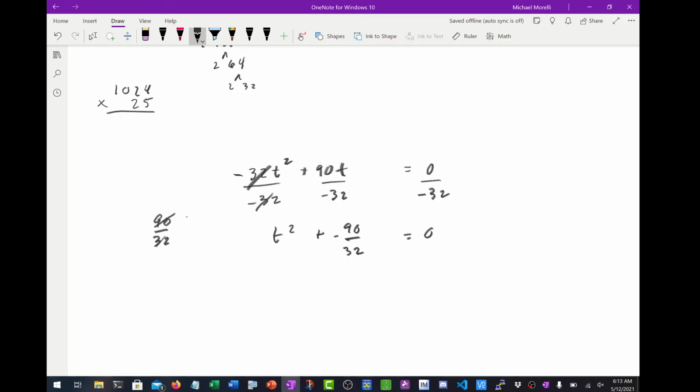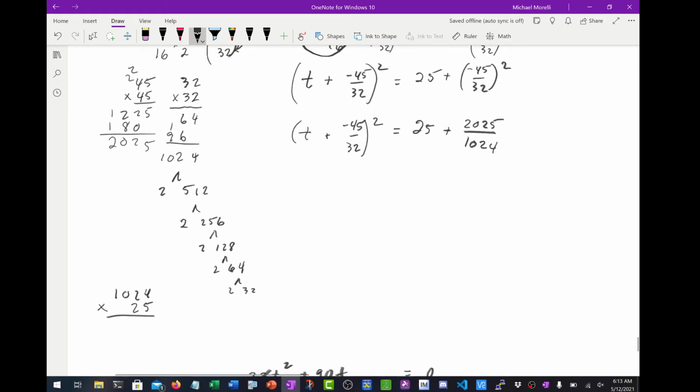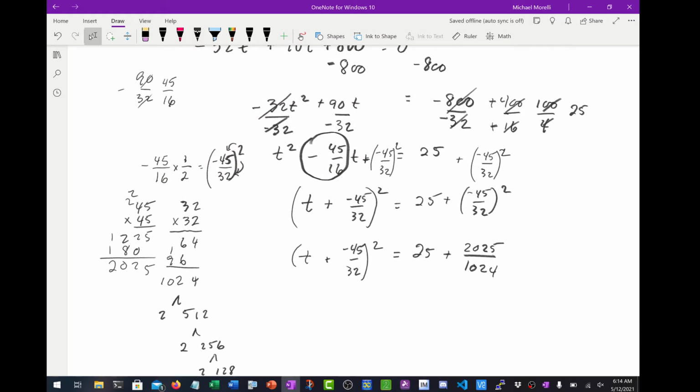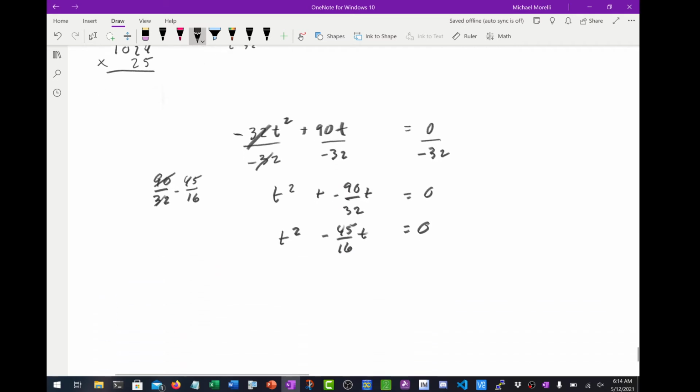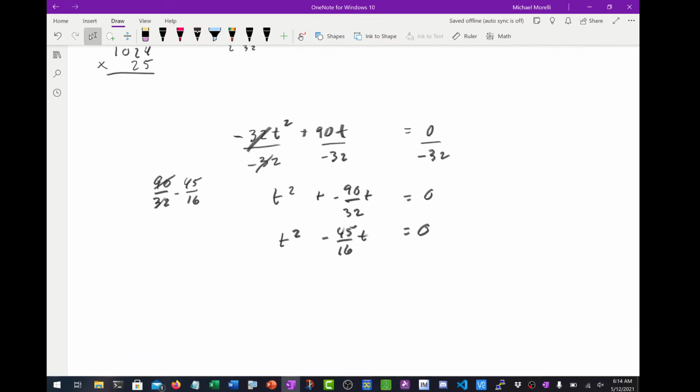That can become 45 over 16. So I've got t squared minus 45 over 16t equals 0. Now I'm going to take half the middle coefficient, square it, and add it to both sides. I think we already did this. Yeah, that was 2025 over 1024. Okay, I'm going to roll with it and see what happens here.